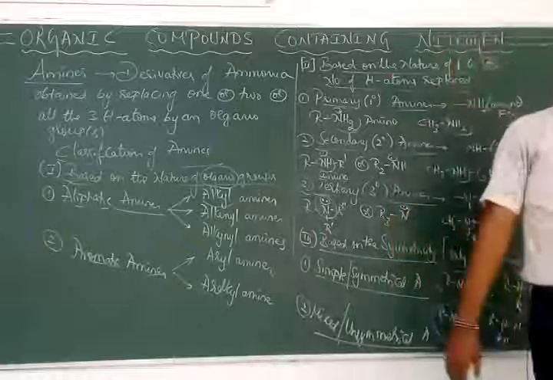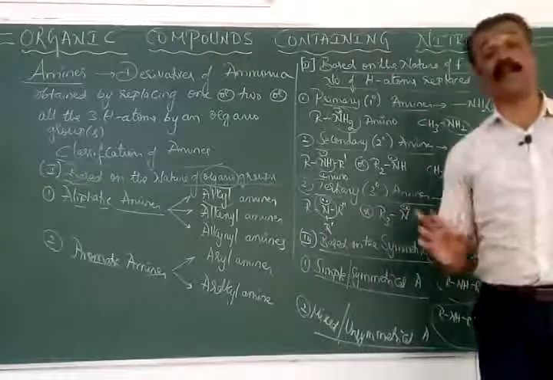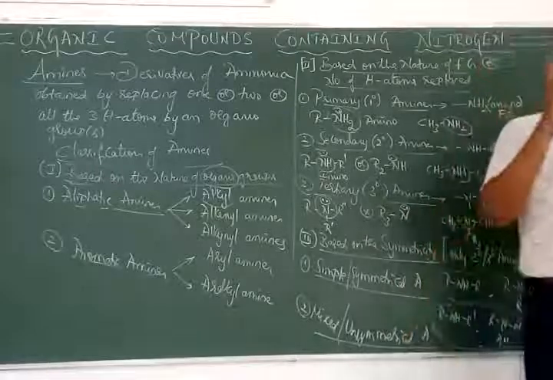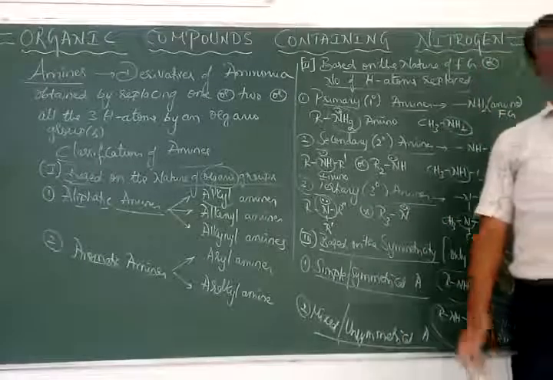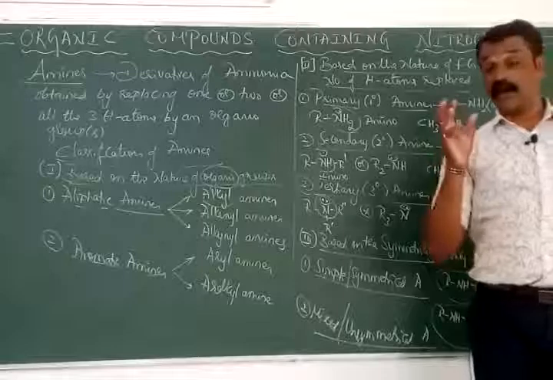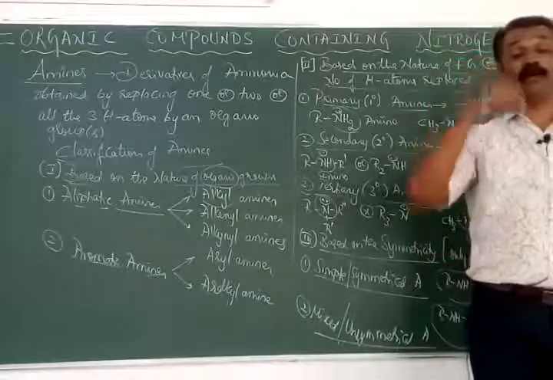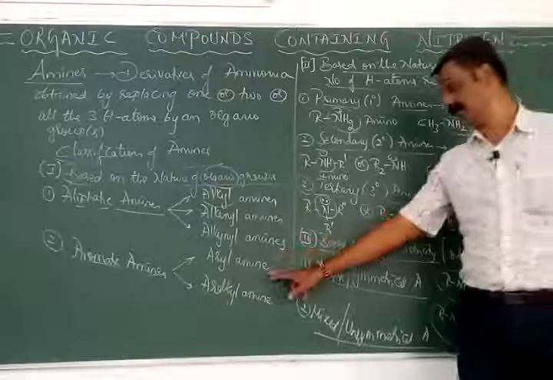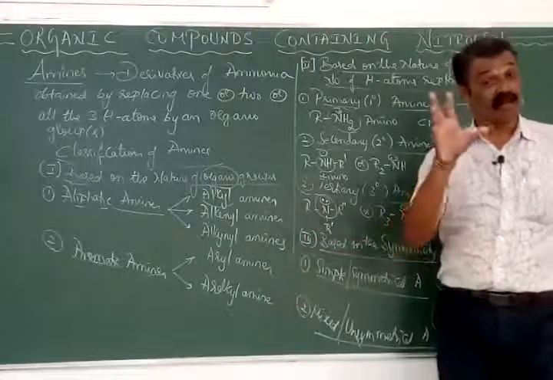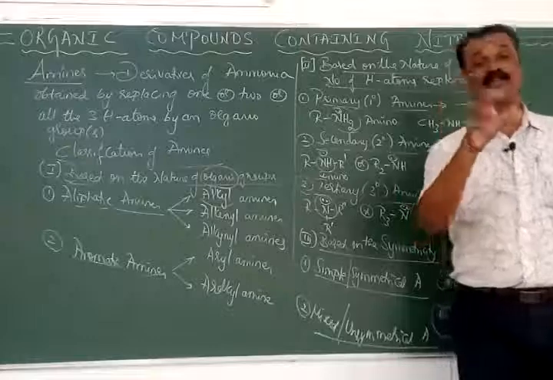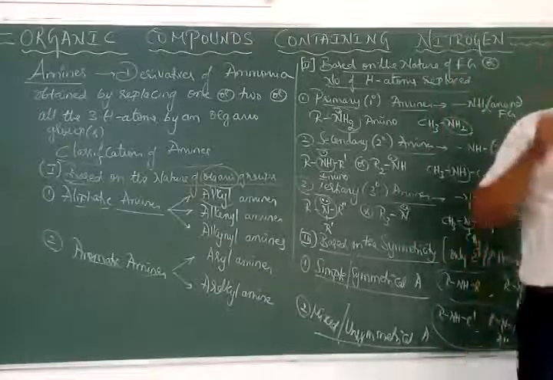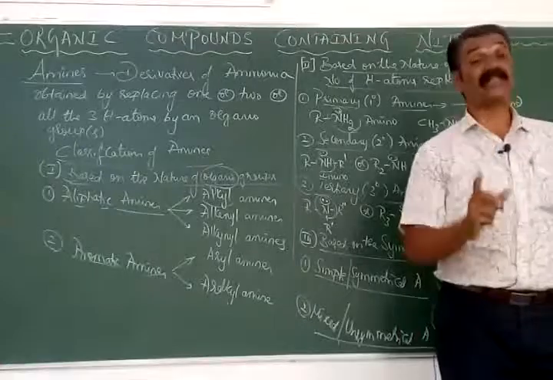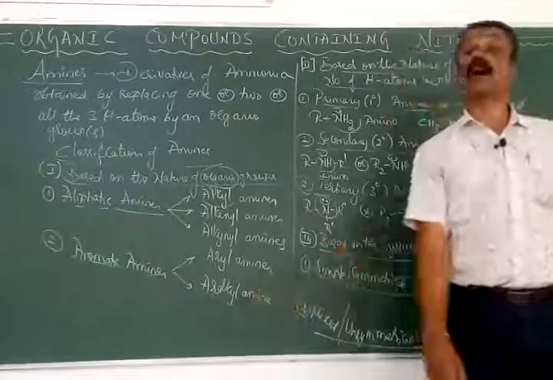The same derivatives of ammonia obtained by replacing the hydrogen atom or atoms by an aromatic group, which may be the aryl group or the alkyl-aryl group. What is the difference here? If the amino group is attached directly to the benzene or aromatic nucleus, then it is called aryl amines. If the same amino functional group is attached to the side chain of the benzene or aromatic nucleus, it is called aralkyl amines.